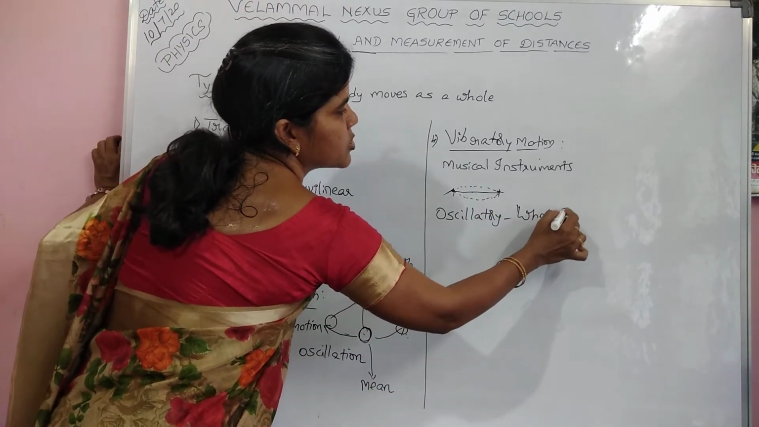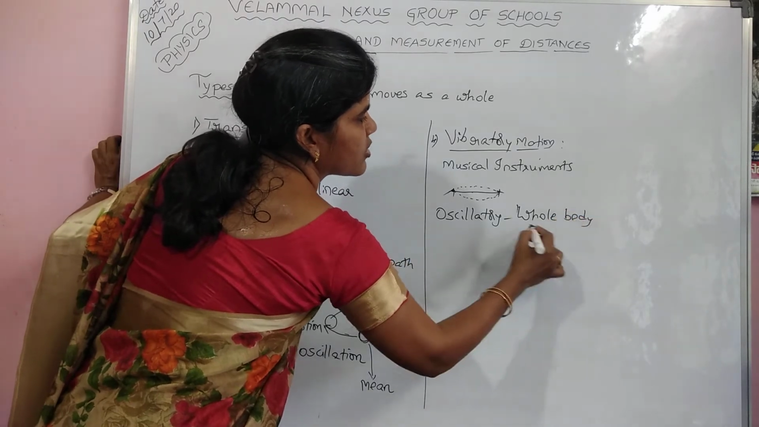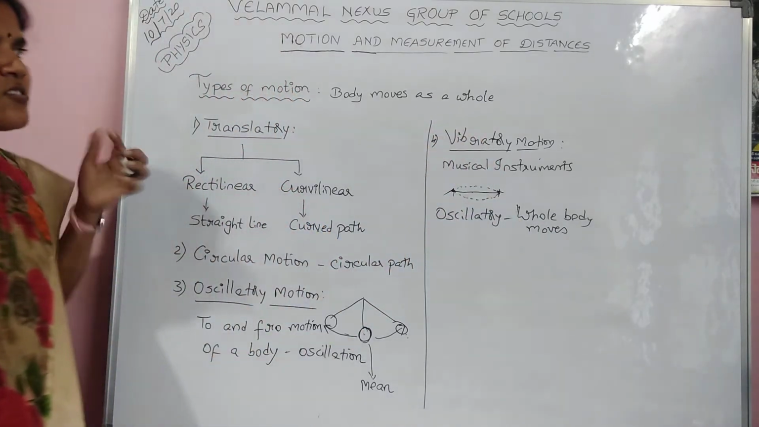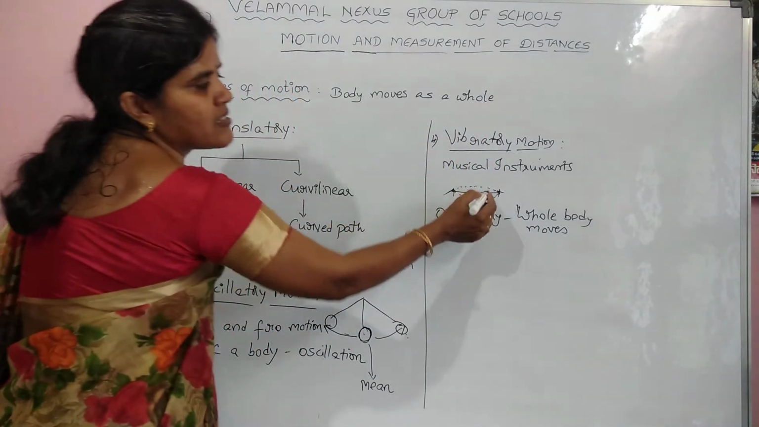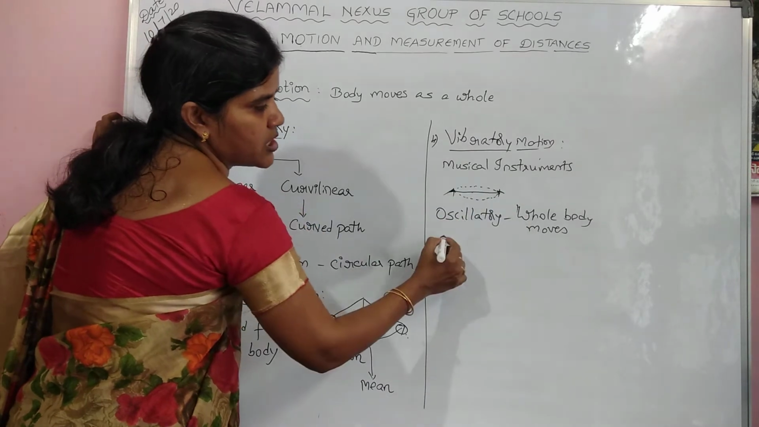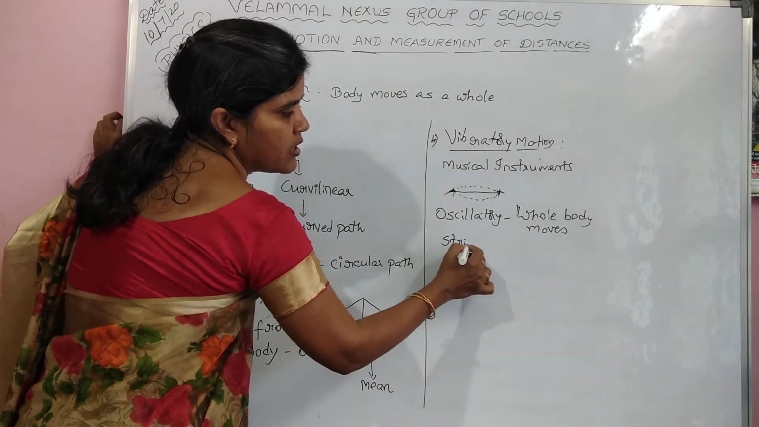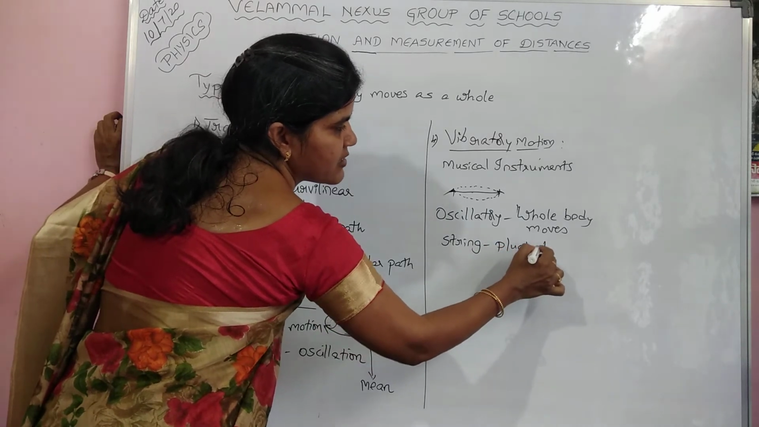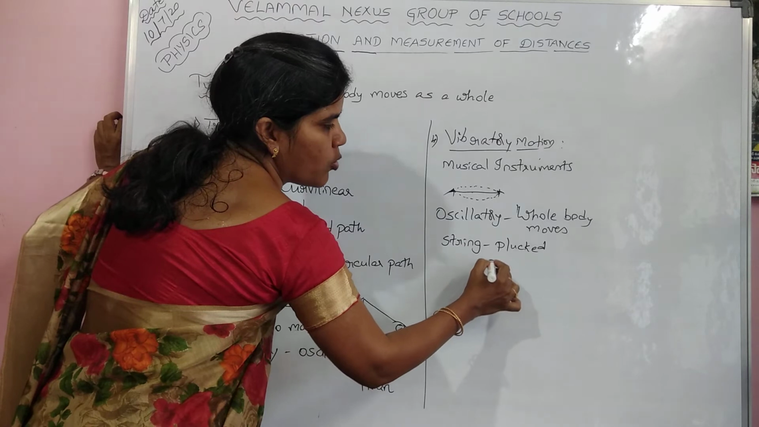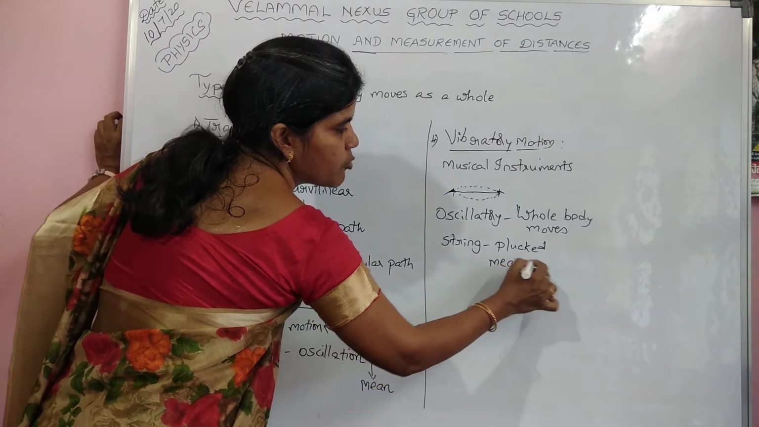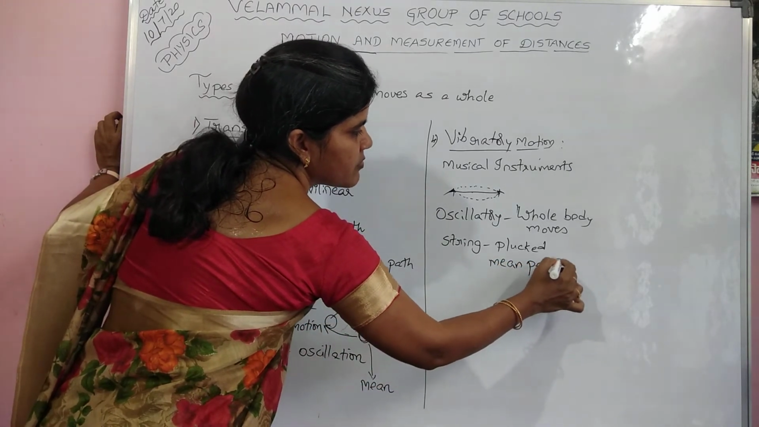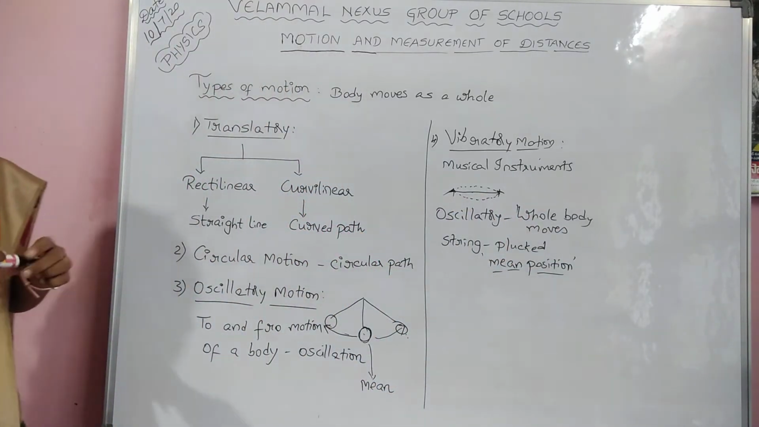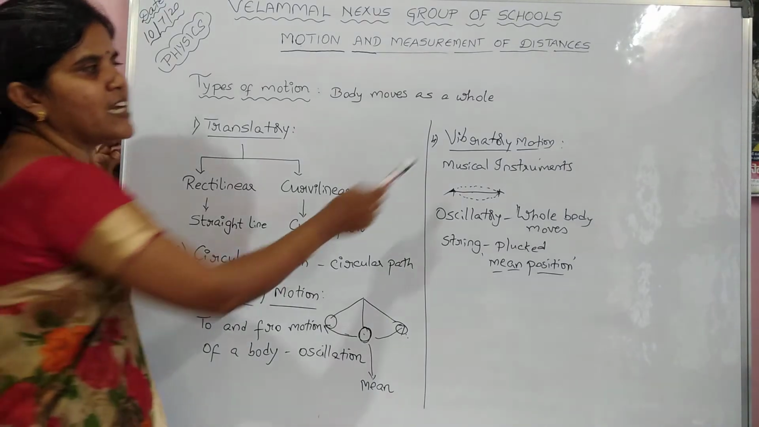But in vibratory motion, the string completely will not come out of its position. It will be plucked at two fixed points. It will not move out of its position. The string will be in its position only, and will not come out of its points. But from there only, over the main position, it will be moving. So this is the only difference you can observe between oscillatory and vibratory.